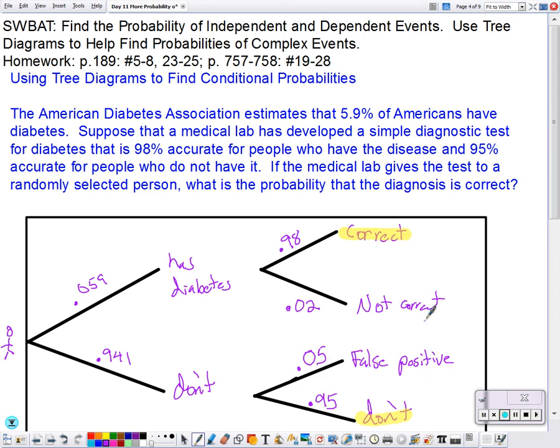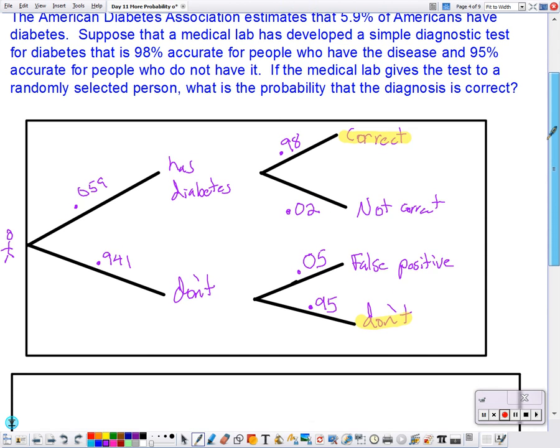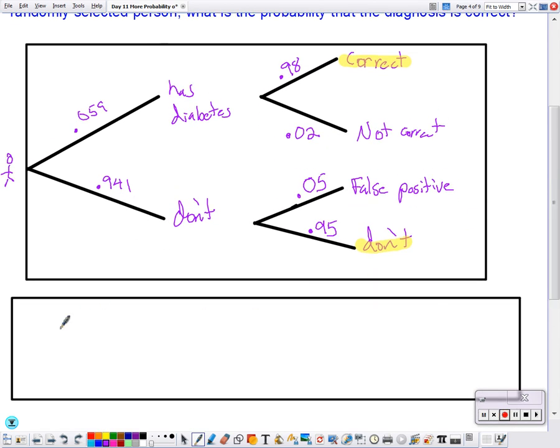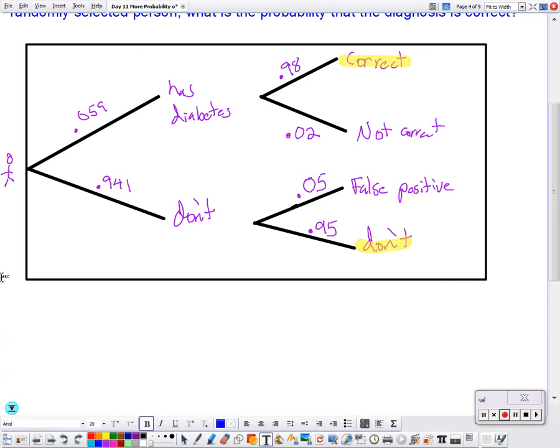Okay. So once I've done all that, now I'm going to work on it the second way. When I said I was doing it two ways, I was really just organizing my information. So now this is what's going to happen. Either I have diabetes and get a correct diagnosis. I'm going to type this out so it's neater. So this is what I'm looking for.